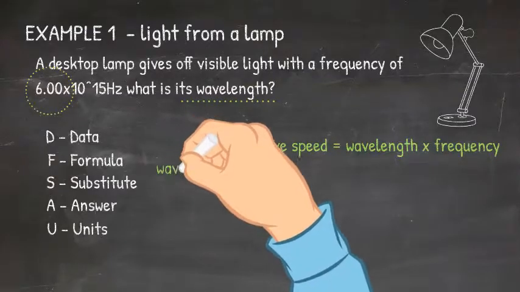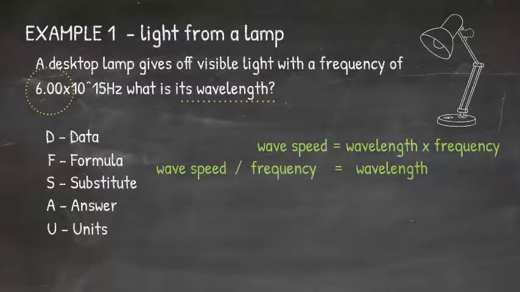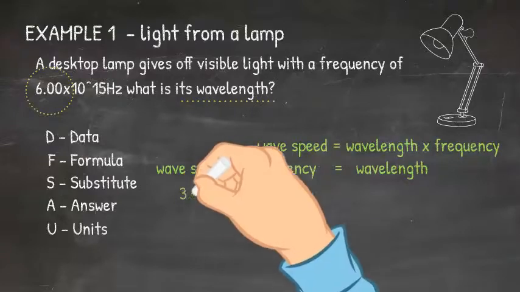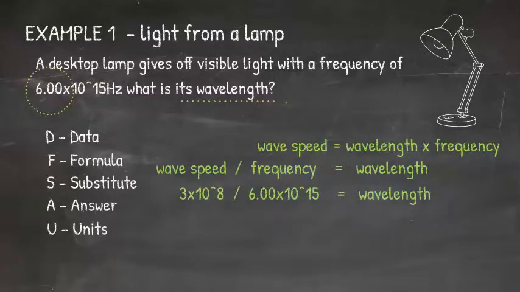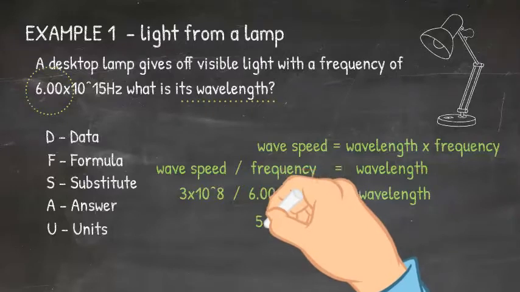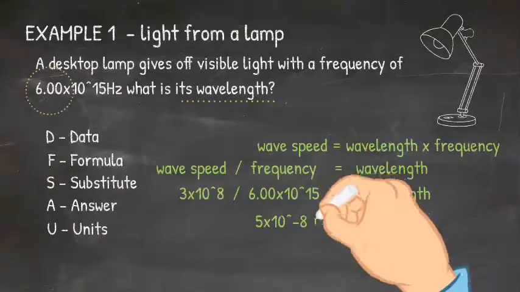We will now need to rearrange our equation to give us wavelength, and wavelength is equal to wave speed divided by frequency. You can now substitute in your values with 3 times 10 to the 8 divided by 6 times 10 to the 15. Plug them into your calculator and you should get a value of 5 times 10 to the minus 8. Don't forget your units, which are meters.